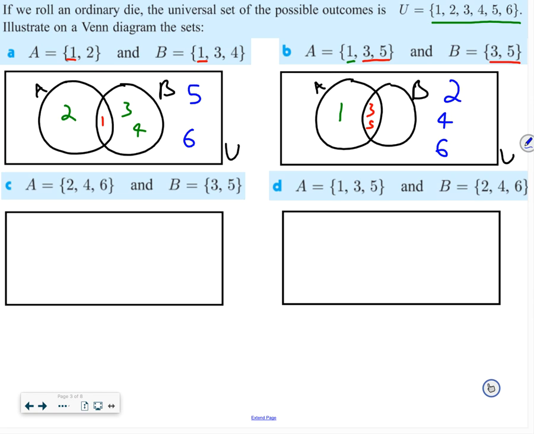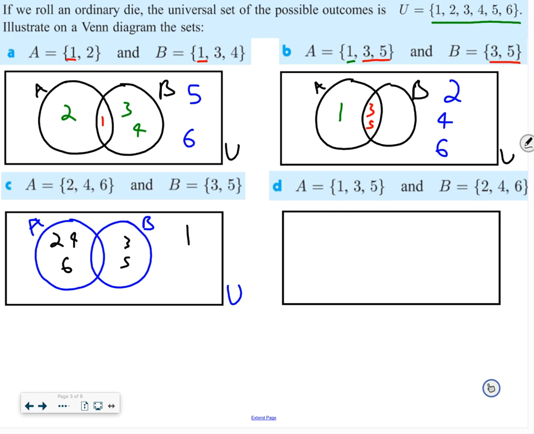In C, again, I'm going to draw my circles, label A, label B, label my universal set. Okay, look for my intersection points. So 3 and 5, I have no points in the intersection. Okay, so these are actually disjoint sets. Okay, and I can go ahead and label 2, 4, and 6 in A. And in B, I'm going to label 3 and 5. And the one that I'm missing is 1 in my universal set there.